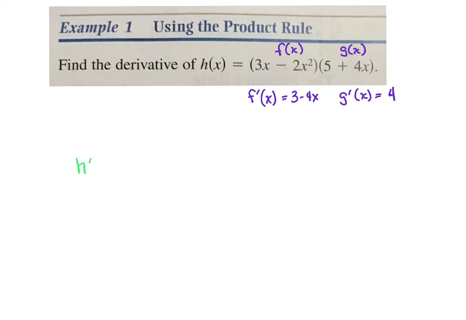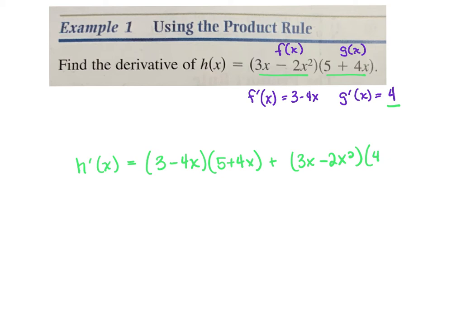So then the derivative of this guy is going to be the derivative of the first. Well, that's 3 minus 4x, times the original second, that's 5 plus 4x, all right? And then plus the original first, which is 3x minus 2x squared, times the derivative of the second, which is 4. And then you do want to simplify this. You don't want to leave it like this. That's ugly. So you do want to simplify it using your foiling and all.